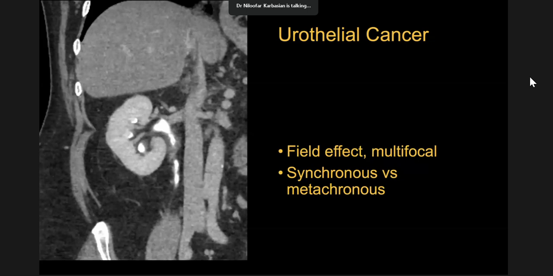There is a very important point about urothelial cancers: there is a field effect, meaning that whatever carcinogen was secreted into the renal collecting system goes throughout the ureters and into the bladder. So all that urothelium is exposed to what has caused the cancer. That's why when you see one lesion in the urothelial system, you have to look for others.